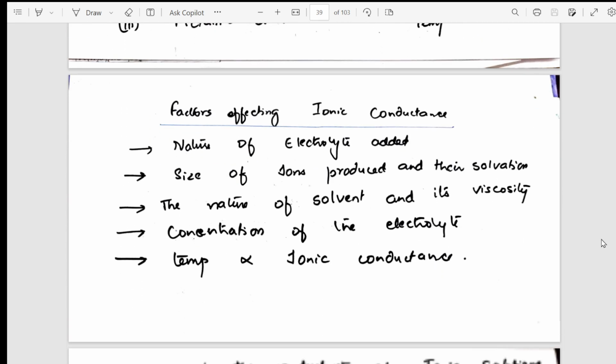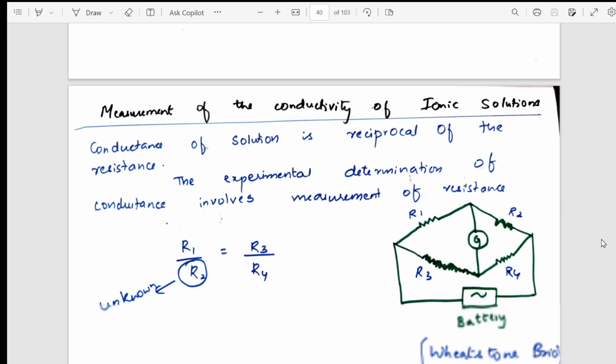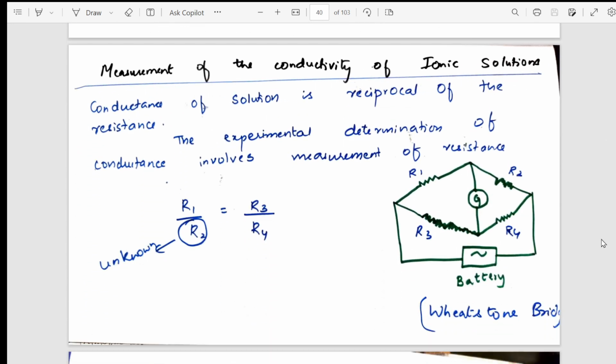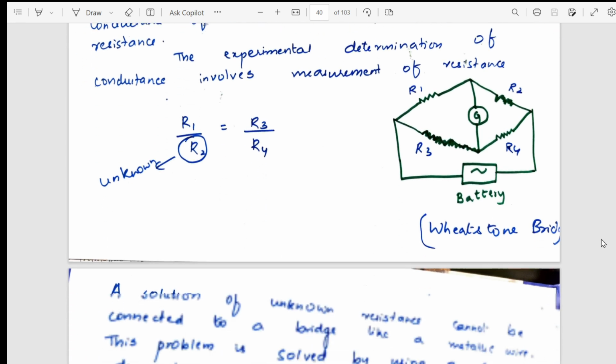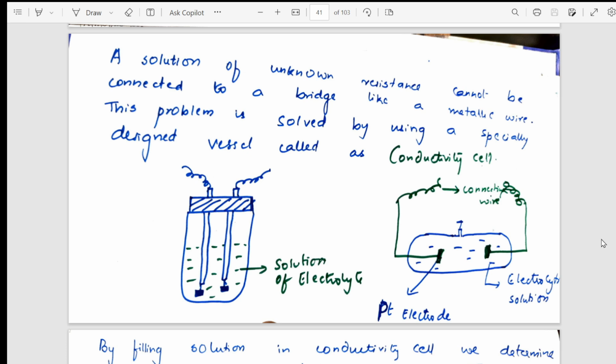From there, I have taken the factors affecting ionic conductance in this page. Gradually, when I speak about ionic conductance, measurement of ionic conductivity using the Wheatstone bridge. So this conductivity concept using the Wheatstone bridge I have mentioned here. Okay. Numericals will not be much asked from the Wheatstone bridge, but theory questions will be asked. From there, gradually, again, the Wheatstone bridge explanation I have given here.